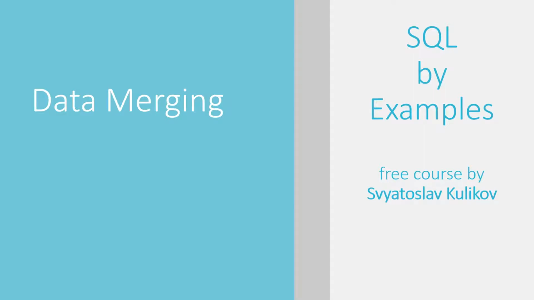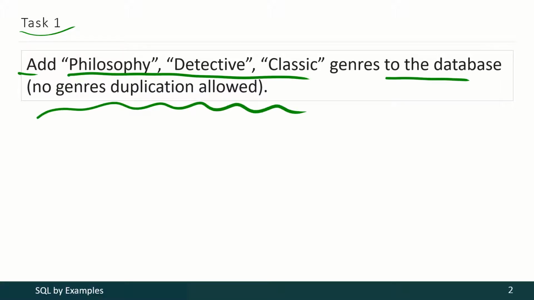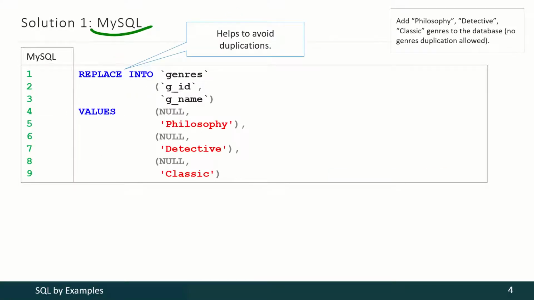In this video we shall talk about data merging. In the first task we have to add 3 new genres to the database without data duplication. After the operation completion, this table should have the following data inside it, and you see that this record is not duplicated. For MySQL we may use replace operator to avoid duplications.